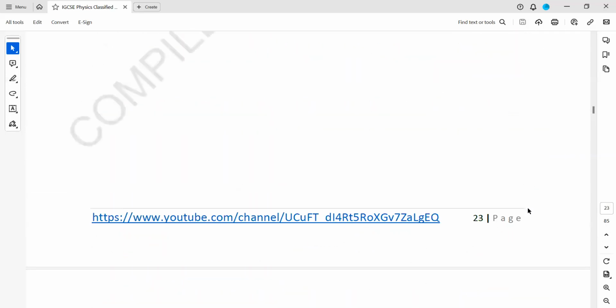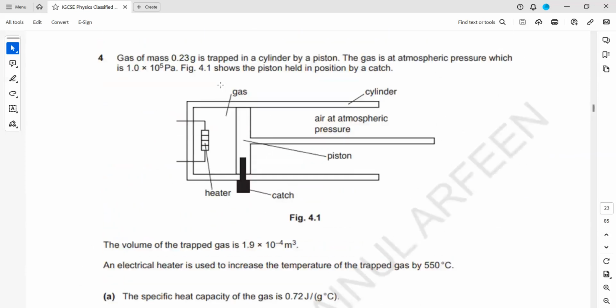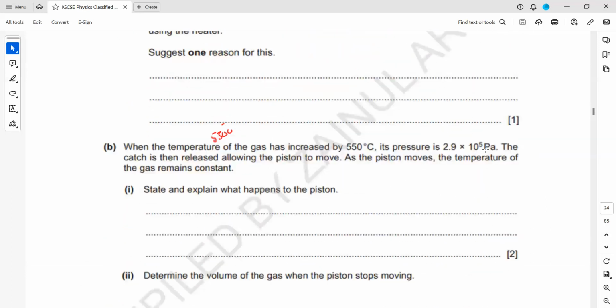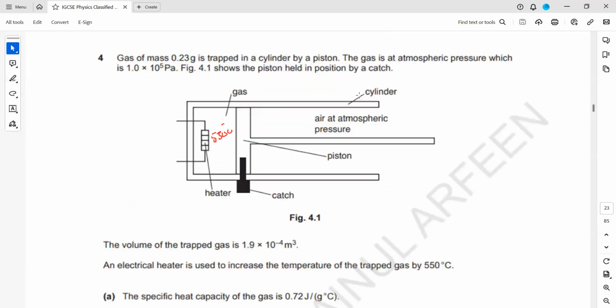So when this gas in the question reaches 550, the pressure from inside is given. The inside pressure is 2.9 × 10^5 Pascal. And what was the outside pressure? The outside pressure, because atmospheric pressure is the outside pressure, is 1 × 10^5 Pascal. And this catch is being removed, meaning the stopper is removed. So what happens to the piston?